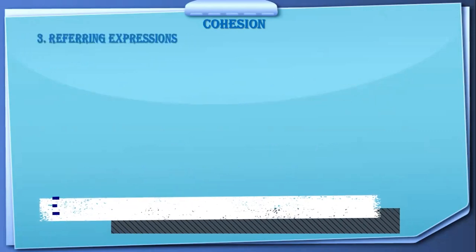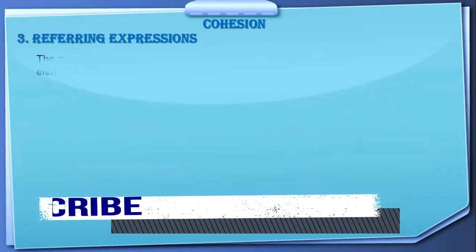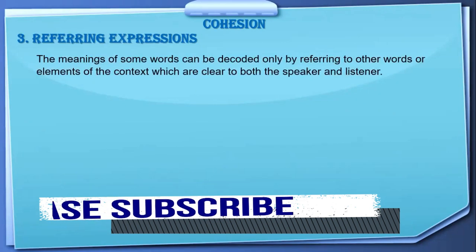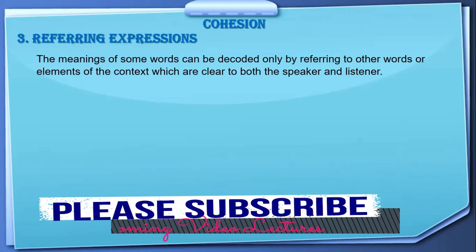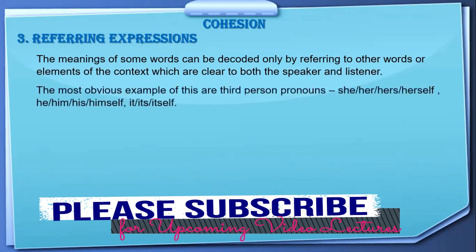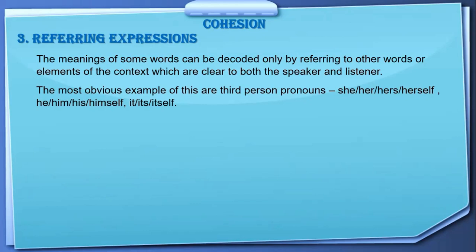Here is the third area we are going to discuss, and that is referring expressions. The meanings of some words can be decoded only by referring to other words or elements of the context which are clear to both the speaker and listener. The most obvious examples of this are third person pronouns: she, her, hers, herself, or he, him, his, himself, it, its, itself. So these are a couple of obvious referring words we use in sentences.